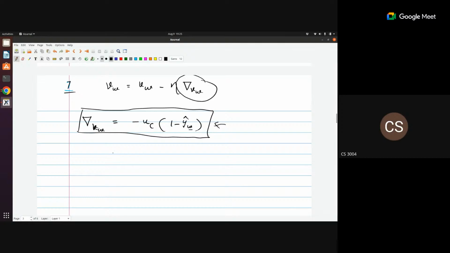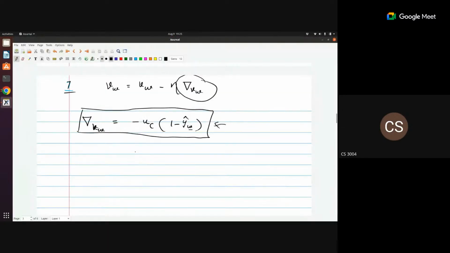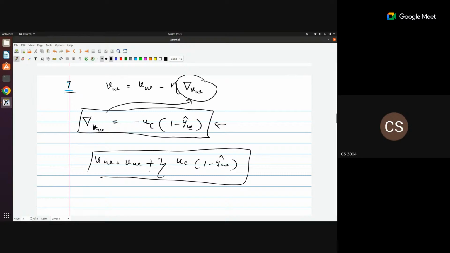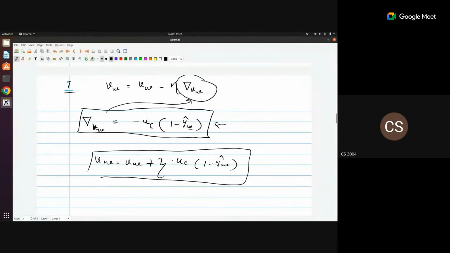Let's try to understand this. Okay, let me finish this question's answer, and then we can talk more on this. So this we got, right, and we can put it inside this, and we will get VW is equal to VW minus minus, so plus eta UC times 1 minus YW hat, right? This is what we are getting. VW, so there's a plus here, and then UC is a plus here, and then here we have YW hat. So this A should be the correct answer. Okay, this is the correct answer.